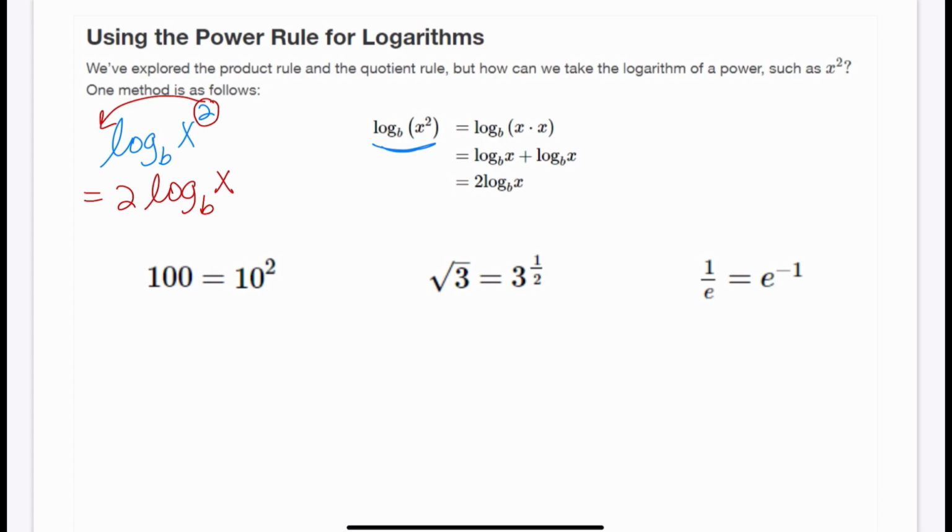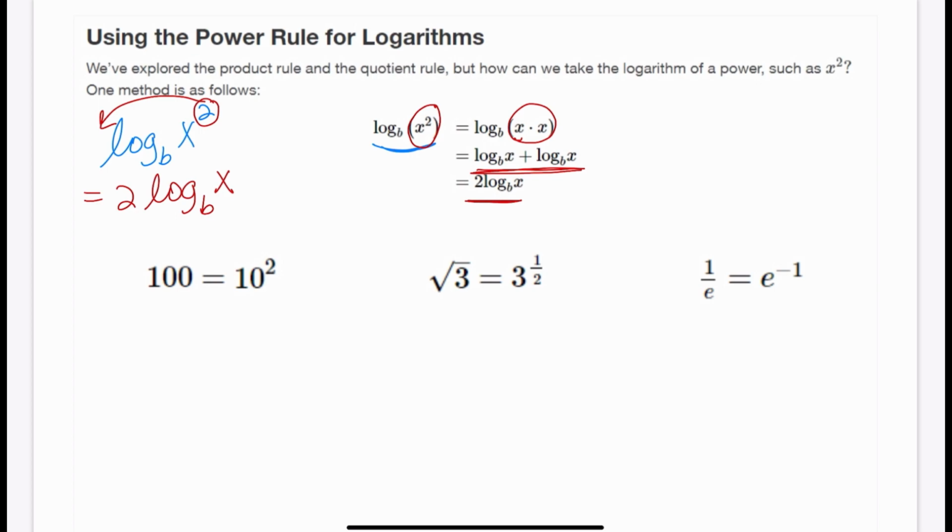Well, if we follow along, you know that x squared is basically just x times x. We just learned that when you're multiplying, you can expand through addition. So basically what that means is that I'm going to have the log base b of x plus the log base b of x. And in reality, how many of those do I have? I have 2 of them. So that's how this answer becomes 2 log base b of x.